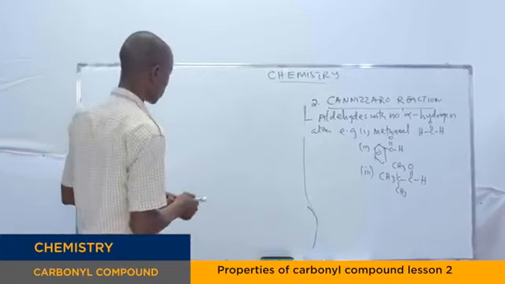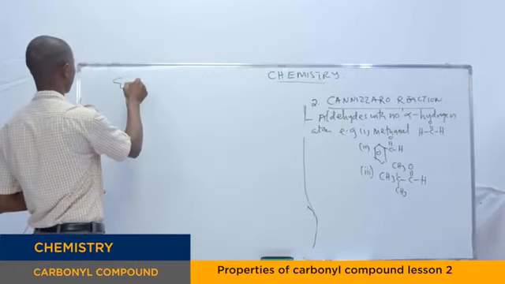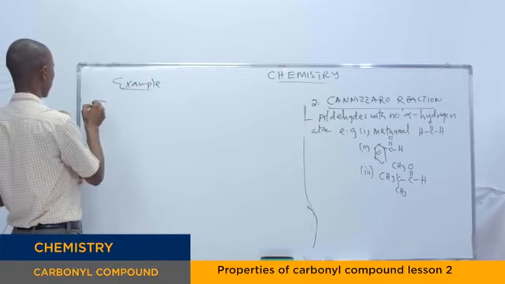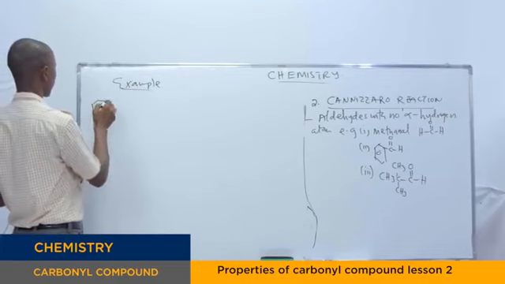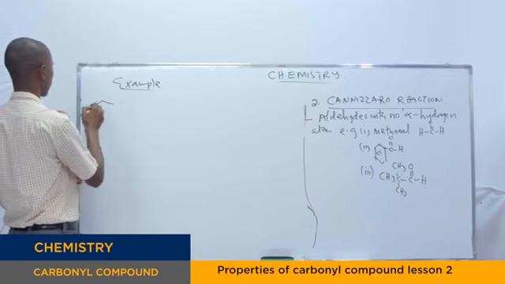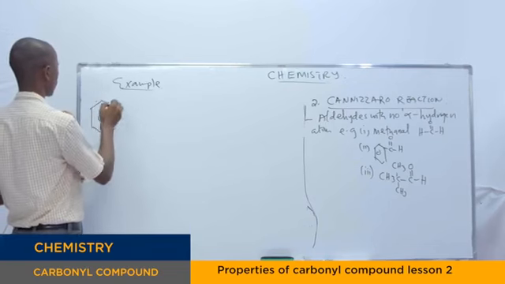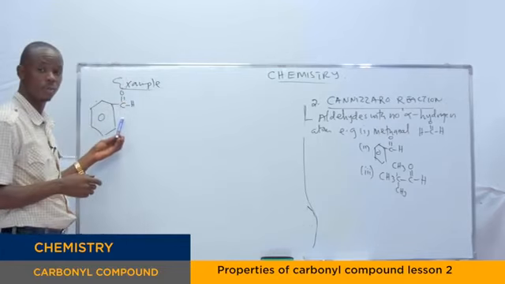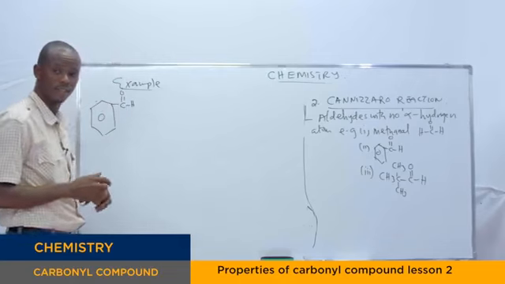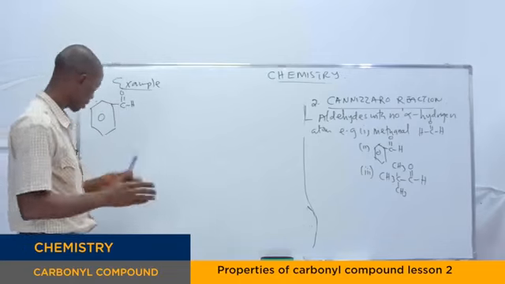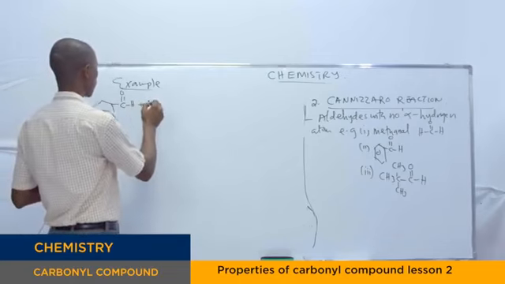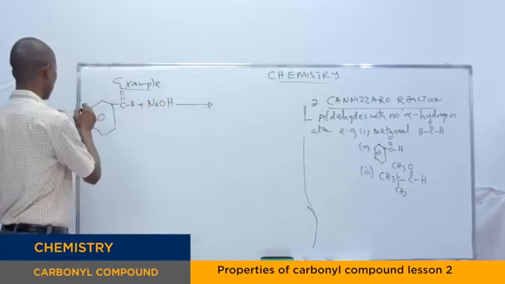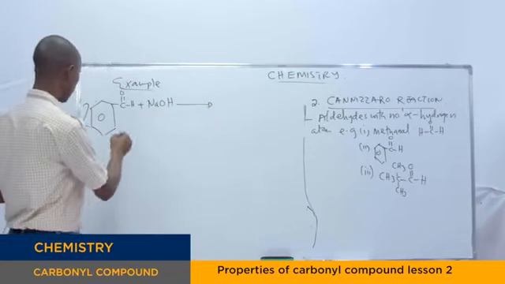Now let's go to examples of the reaction. This is benzaldehyde. It lacks alpha hydrogen atoms. So this one, when reacting with sodium hydroxide solution, what will be the product? Here we make it 2. Now let's see the mechanism.